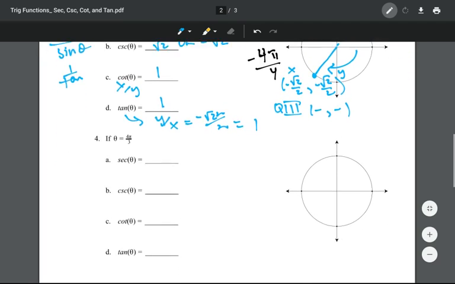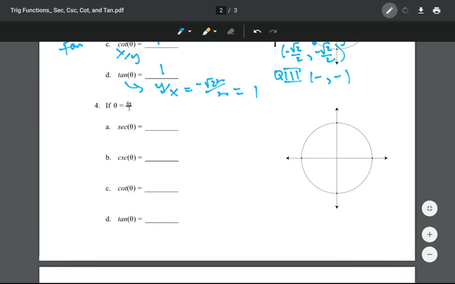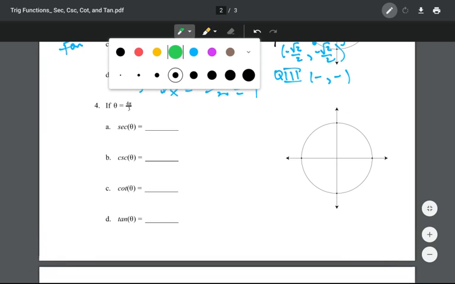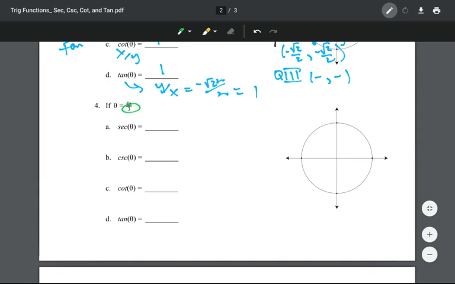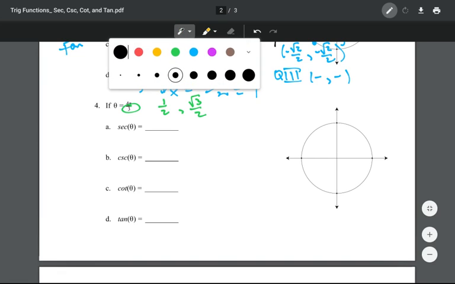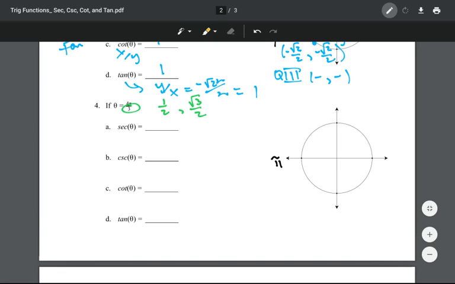Okay, next, 4 pi thirds. Let me switch colors. Okay, so 4 pi thirds. Because I've got this third, I know I'm going to end up using 1/2 and radical 3 over 2's. Let's find out where we're landing on the unit circle. I'm going to go ahead and use pi and 2 pi. Pi is 3 pi thirds. That's going to work for us, right? 4 pi thirds is just traveling 1 more pi thirds. So I'm going to get to right here.